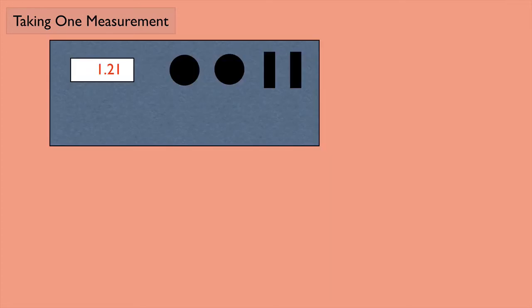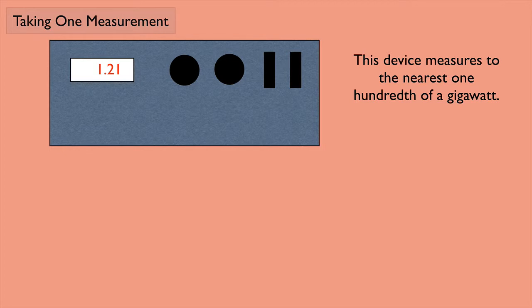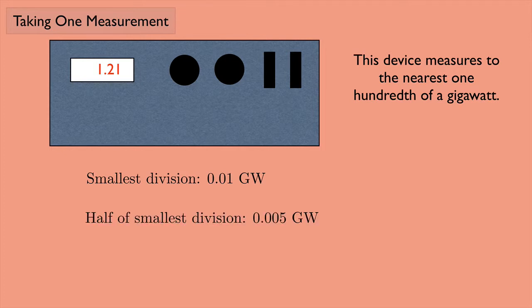Suppose we have this crazy device here, and this device measures to the nearest 1/100th of a gigawatt. So that means the smallest division is 0.01 gigawatts, and half of a smallest division would be 0.005 gigawatts. So in this case, the measured value would be 1.21 plus or minus 0.005 gigawatts, or gigawatts if you prefer.